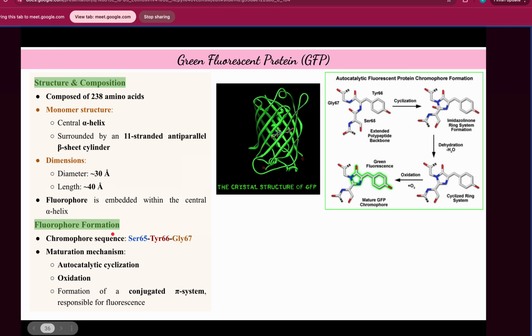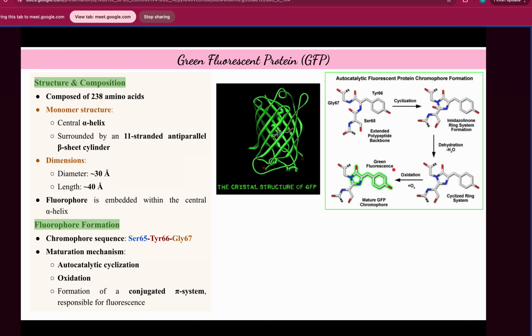So how is this fluorophore formed? There is a sequence which is observed in them. This chromophore sequence is serine 65, tyrosine 66, and glycine 67. This particular sequence is responsible for the fluorescence to happen. So there is a maturation mechanism, and this is how the green fluorescent protein is synthesized. Firstly, there is cyclization of the extended polypeptide backbone, and then imidazolinone ring system formation happens. Then after dehydration, a cyclized ring system is formed, and after its oxidation, we ultimately obtain the green fluorescent protein.